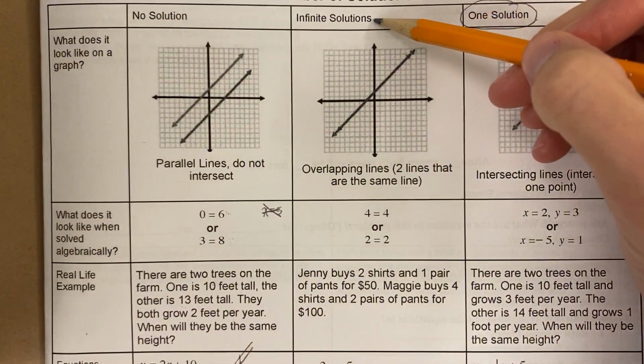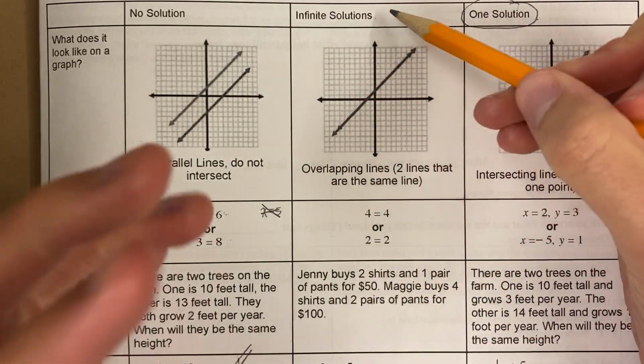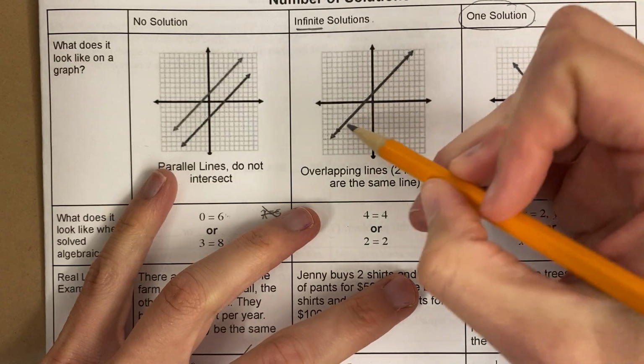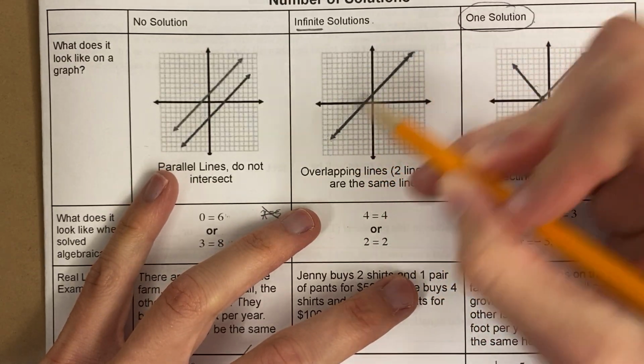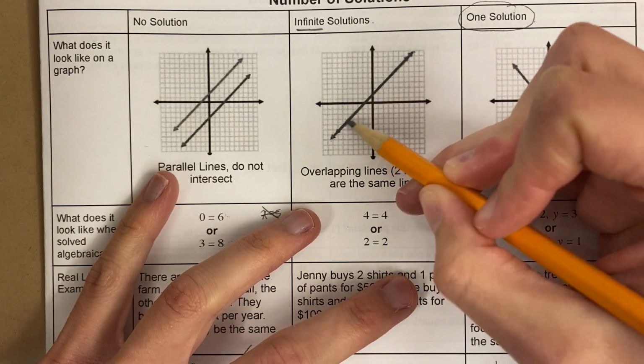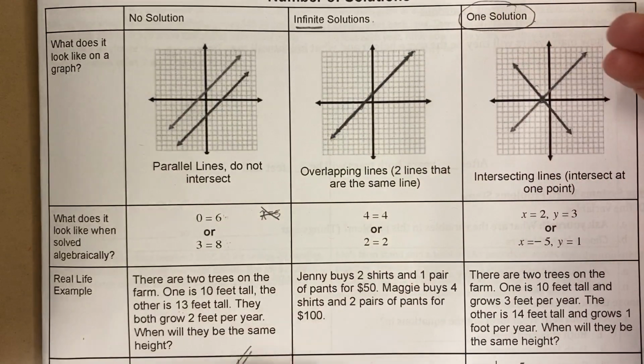Now, here's the other possibility. Not only is there a solution, there's a million solutions, a billion solutions, there's infinite solutions. These are two lines that sit on top of each other, right? You can see there's one line right here, and there's another line right here. So this point is a solution, and this point is a solution, and this point is a solution, and this point is a solution, and so on forever and ever and ever.